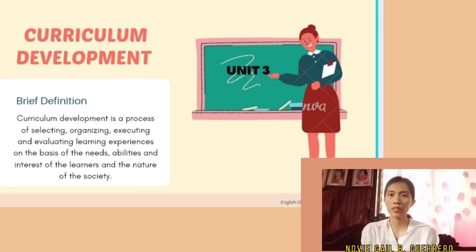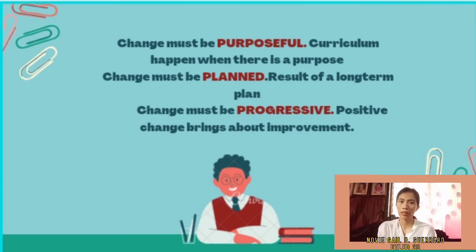And last unit is curriculum development. The curriculum is the very heart of the school system. A school cannot exist without a curriculum. It is the center of learning for the children. Curriculum development connotes change, which means any alteration or modification in the existing order of things. However, change may not necessarily result in development. It must have the following characteristics, so that change would eventually lead to development.